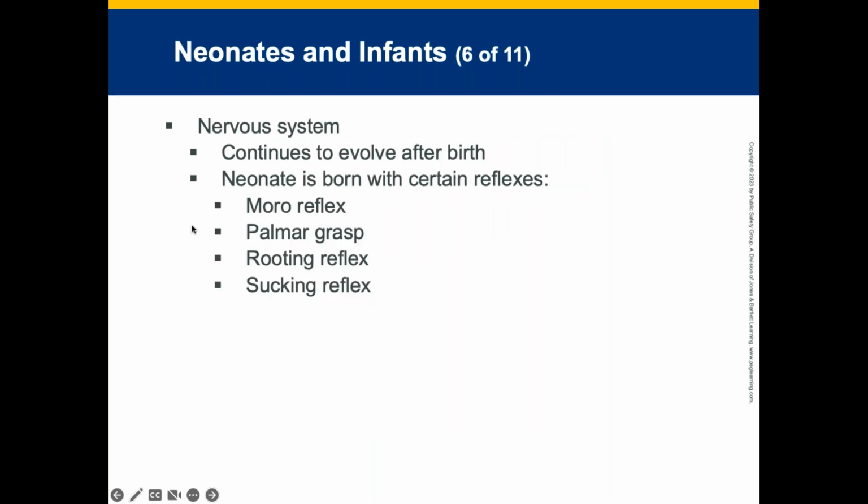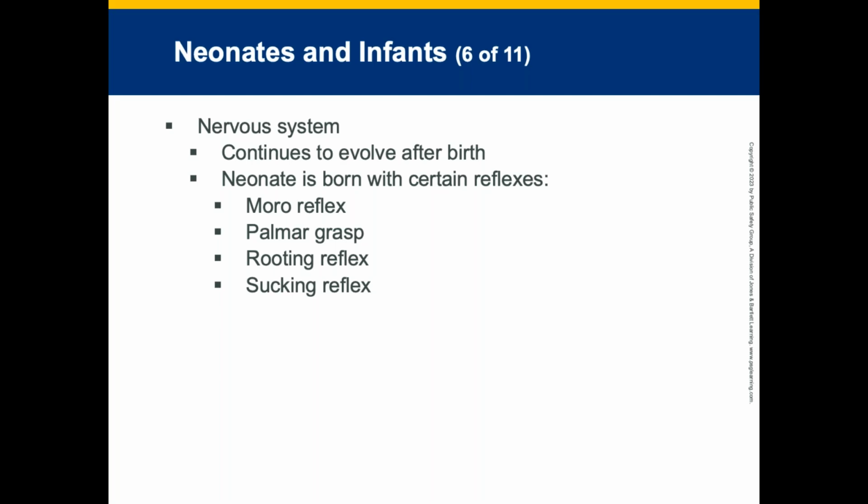All right, so let's talk about the nervous system. Remember that the nervous system continues to evolve after birth. A neonate is born with certain reflexes, what they call a Moro reflex, which is a startle reflex that happens when a neonate is surprised by something or someone. The neonate then opens his arms wide, spreads the fingers, and seems to grab at things. That's one.